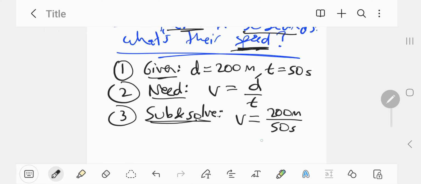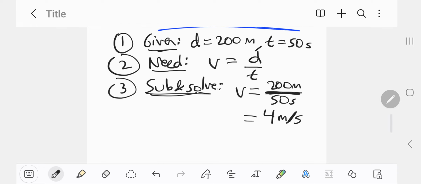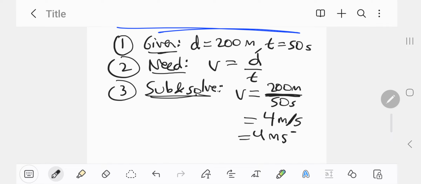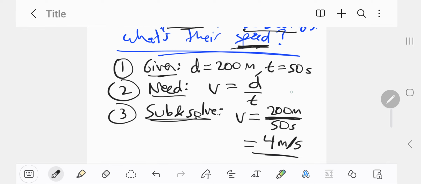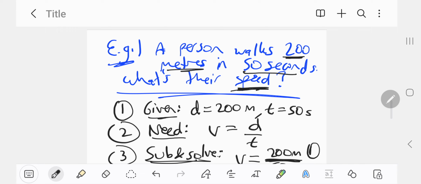Your calculator is your best friend here. 200 divided by 50 is 4 meters per second. That's what the divide means, per second. You can also write it like this, with a -1. The -1 means 1 divided by the s, okay? But meters per second is fine. And that's how you do it. Let's say this was a 2 marker, 1 mark for the working out, 1 mark for the answer, and you must put units. If you don't put units, you lose marks. So that's a simple example here.